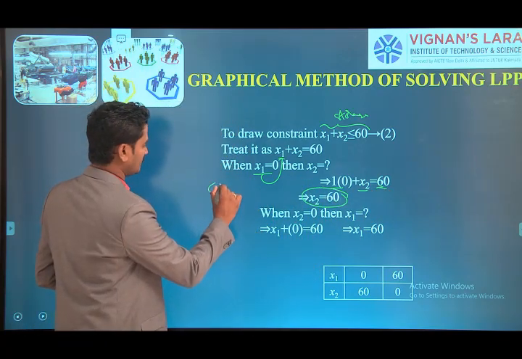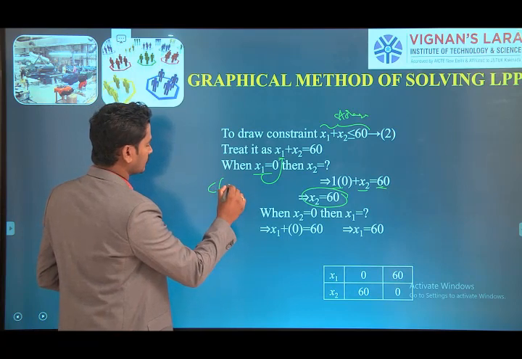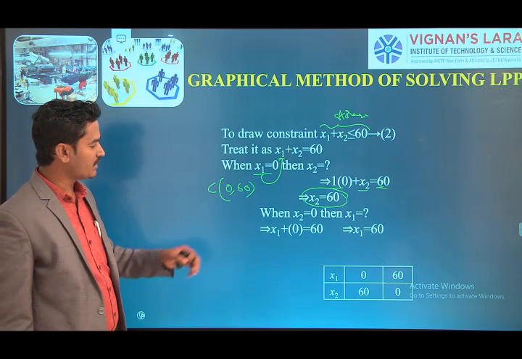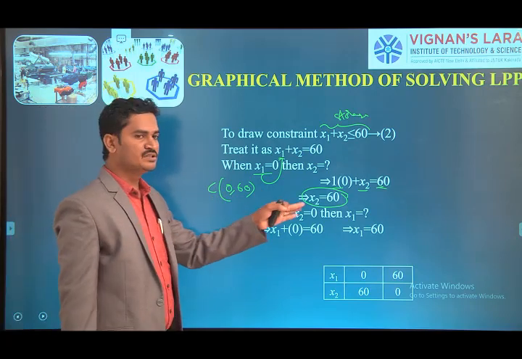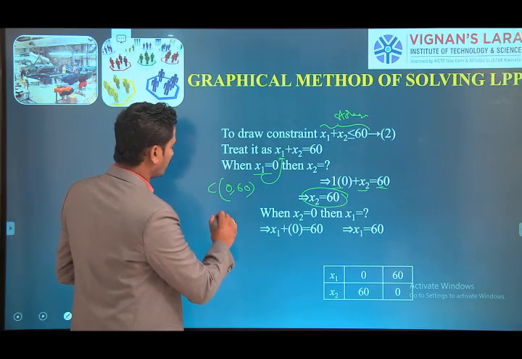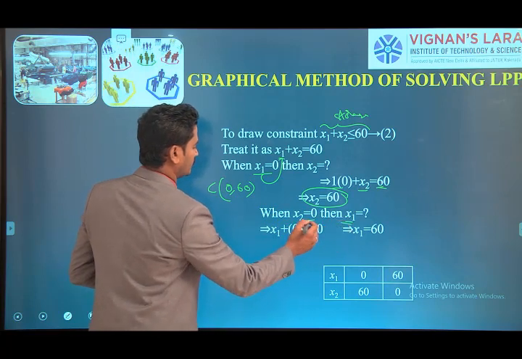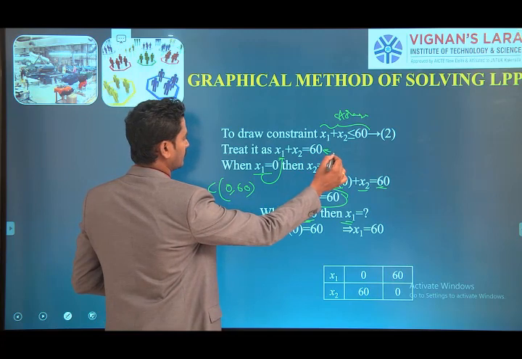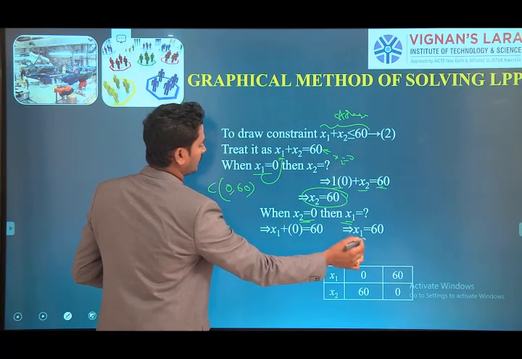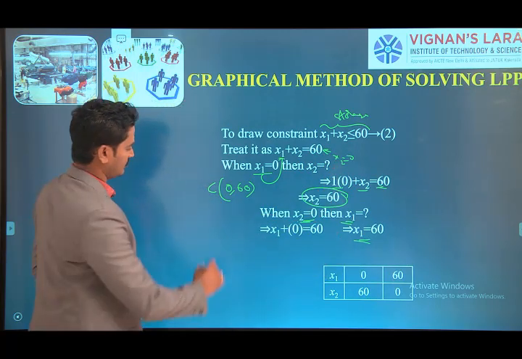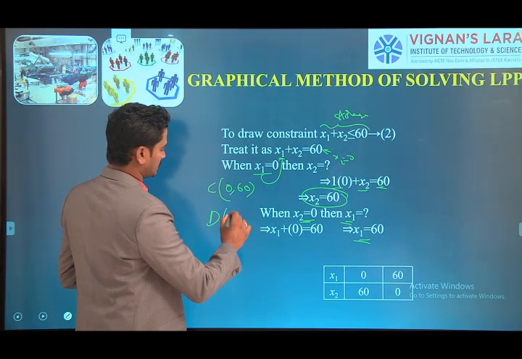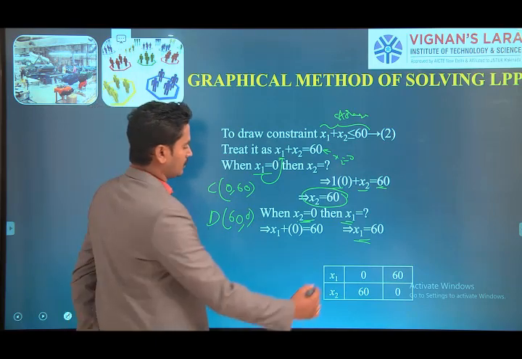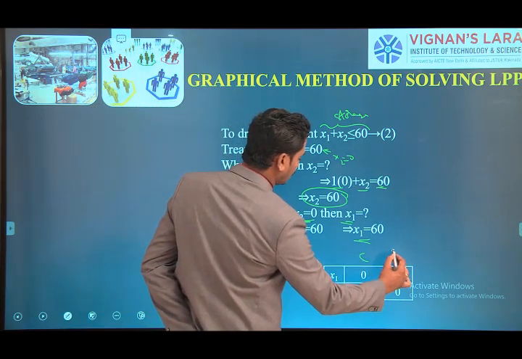The point C is 0, 60. Okay. Next, when x2 is equal to 0, then we find the x1 value. Here we substitute x2 is equal to 0 in this equation, and we get x1 is 60. The coordinate D is 60, 0. See, I tabulated the C point and D point in this table.